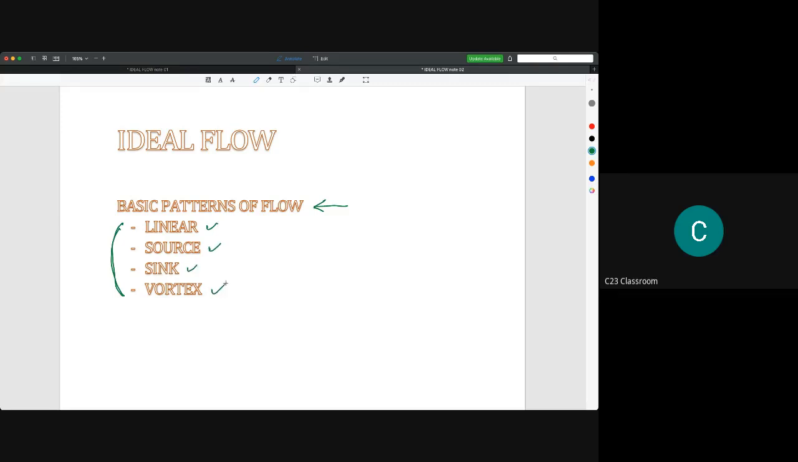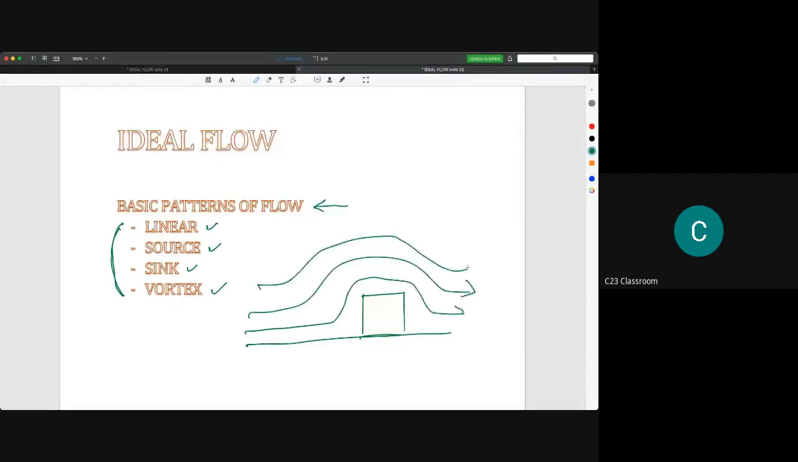So why are these basic patterns actually very important in ideal flow? Because in ideal flow, at the end of this topic, we will predict the streamline. That means we have one object here, and we need to predict what kind of streamline occurs for certain basic situations. So this is our purpose in this topic.